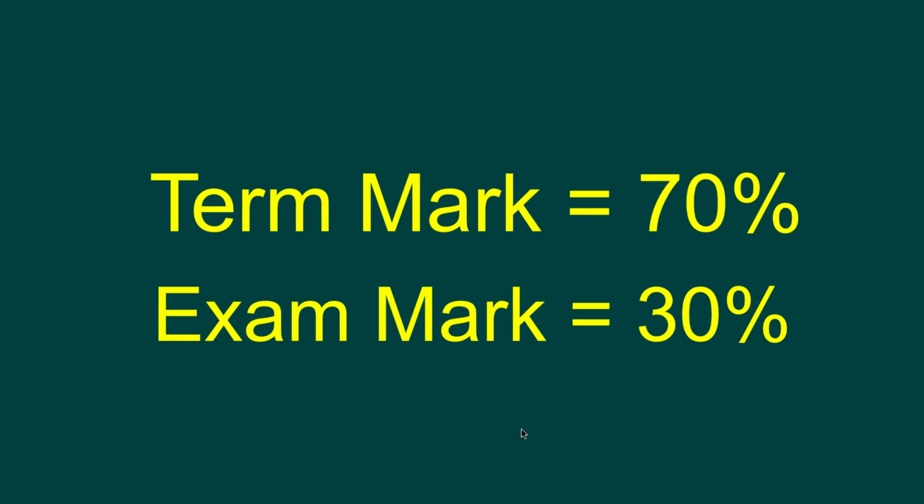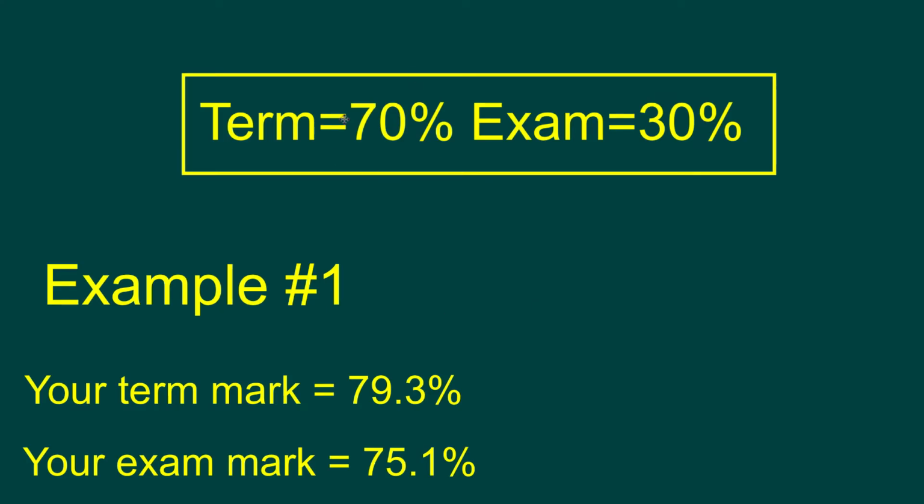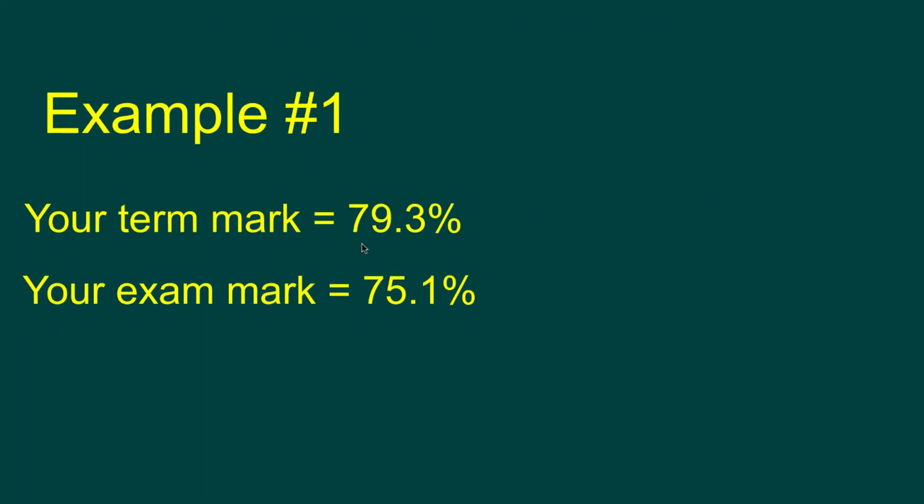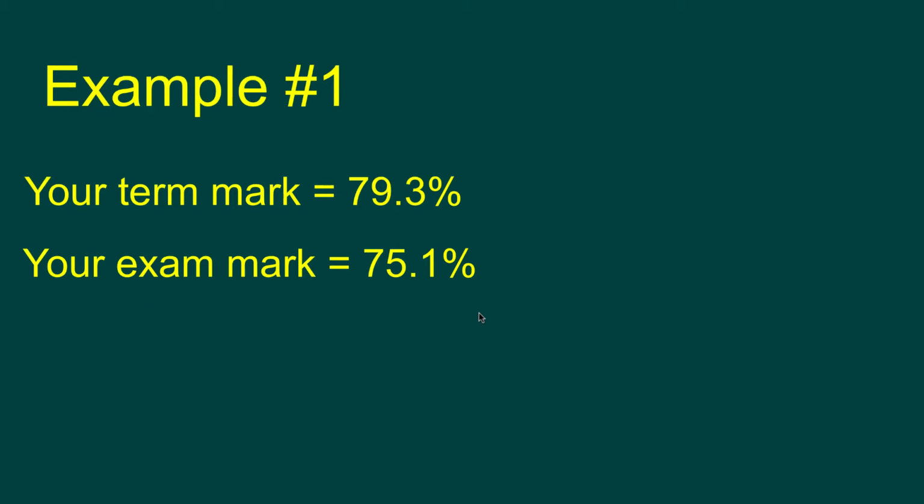So for the examples that I'm doing, I'm going to be using the standard we have at our board, which is a term is worth 70% of your final and your exam is worth 30. So term is 70%, exam is 30. We have a student, for example 1, they have a mark for the term of 79.3%, and they get 75.1% on the exam, and they want to know what their final mark is going to be.